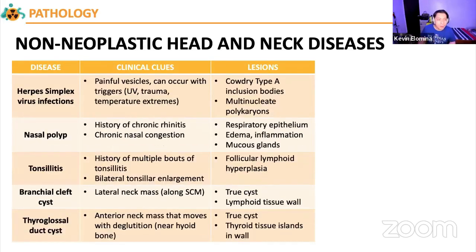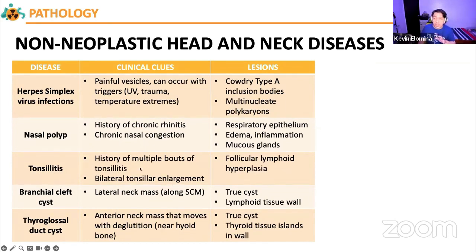Ganon. Okay? Now, for your non-neoplastic head and neck diseases naman, for your herpes, they're common. Just remember that they can be triggered by UV light, no, extremes in temperature, and then magpa-present sila ng painful vesicles, no, painful perioral vesicles. For your nasal polyp, these occur in patients with chronic history of rhinitis. They present with nasal congestion because the polyp obstructs your nasal cavity. No, and this is an inflammatory lesion, so you don't see anything funny aside from your inflammation.